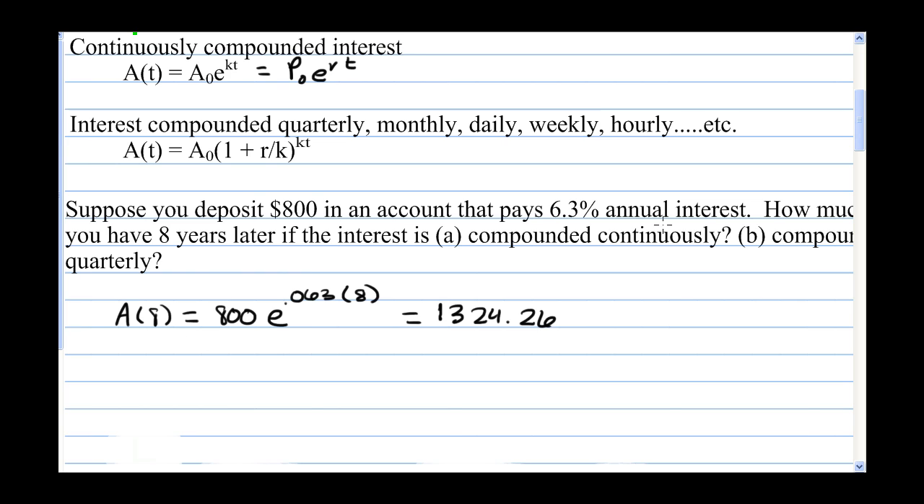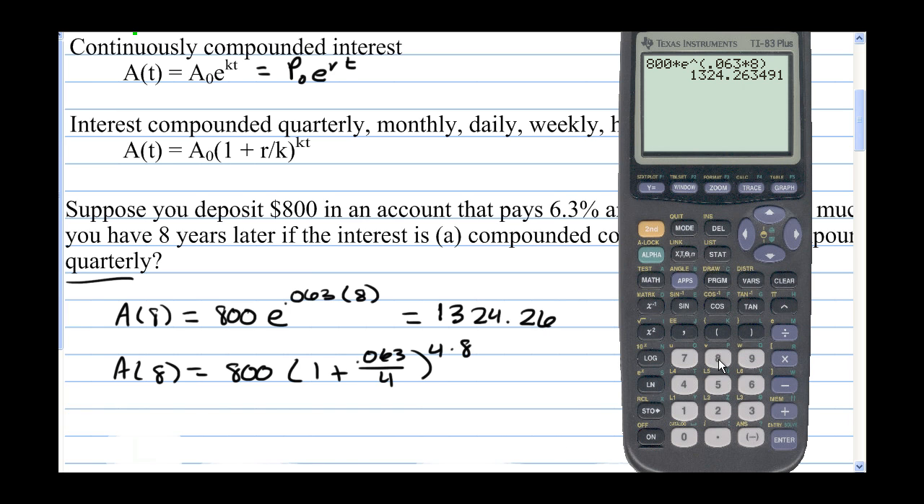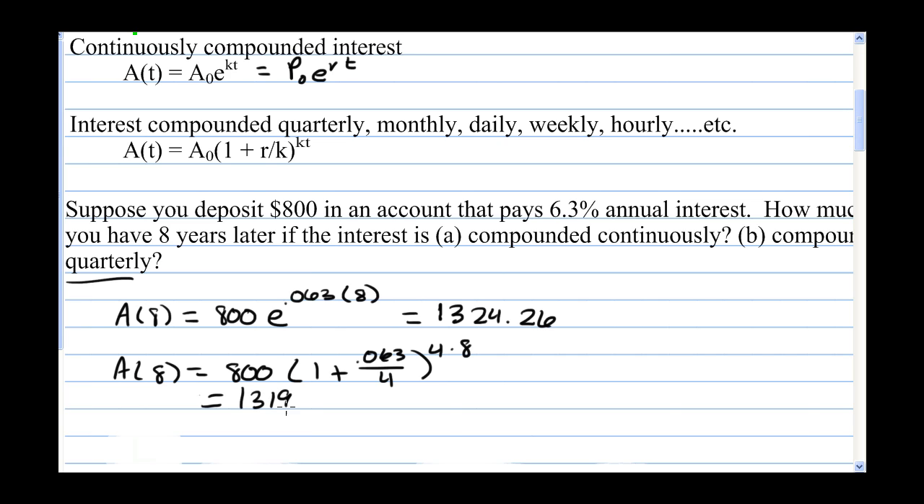Now compounded quarterly, we have the amount after 8 years equals 800 times 1 plus the rate, 0.063, over quarterly, which is 4, raised to the 4 times 8. Now we just have to put this in our calculator correctly. So we have 800 times 1 plus 0.063 divided by 4, raised to the 32. So $1,319.07. $1,319.07 is the answer for these. Dollar sign there, dollar sign there, so we have our labels.